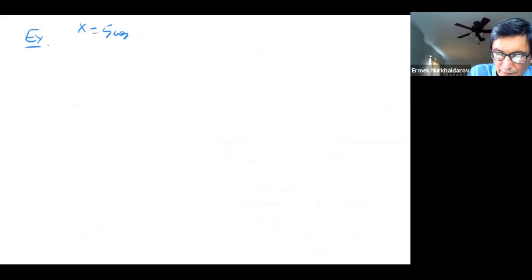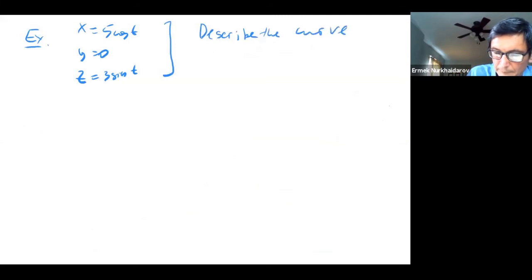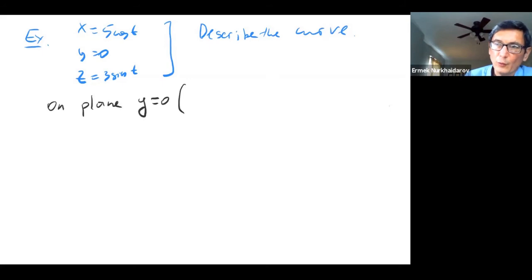X equals 5 cosine t, y equals 0, z equals 3 sine t. Describe the curve. Can you describe this curve? So if I start the explanation, we'll say on a plane y equals 0. So y equals 0 means y disappears, and we actually have only two variables which are changing, x and z. So xz plane.